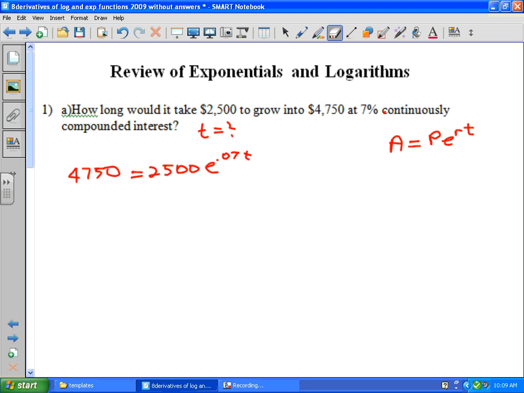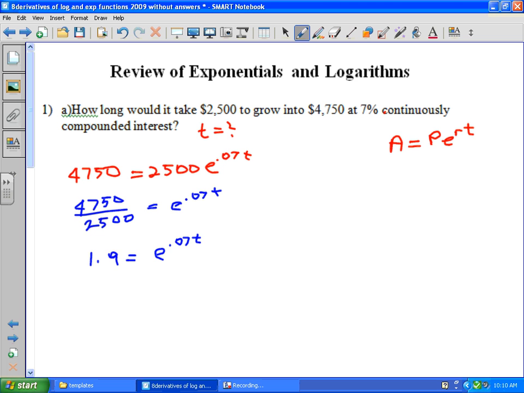So let's divide both sides by 2,500. So you go ahead and do 4,750 divided by 2,500 equals e to the 0.07t. And what did you get as a decimal? 1.9 equals e to the 0.07t. And to solve for t, what should I be doing? Apply ln to both sides.